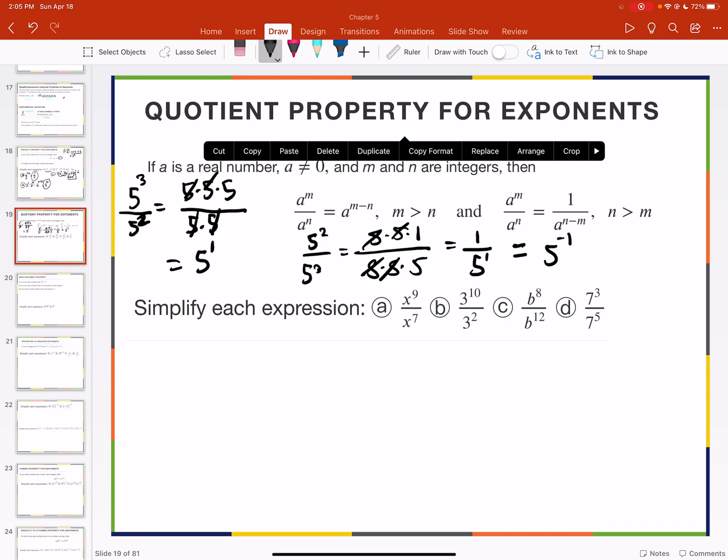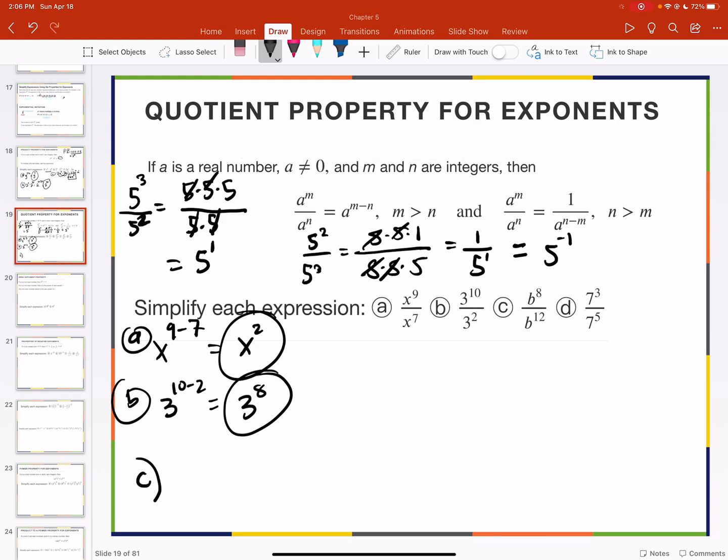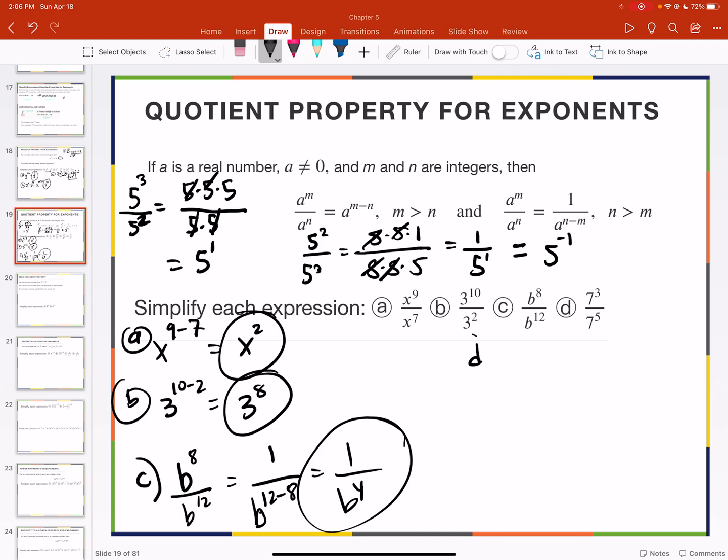For A, x to the 9th power over x to the 7th is 9 minus 7, which is x squared. Okay, for B, 3 to the 10th power over 3 squared, that's 3 to the 10 minus 2, which is 3 to the 8th. For C, you have b to the 8th over b to the 12th. Since the exponent is greater in the denominator, I can do 1 over b to the 12 minus 8, which is 1 over b to the 4th power. Okay, and then for D, similar.